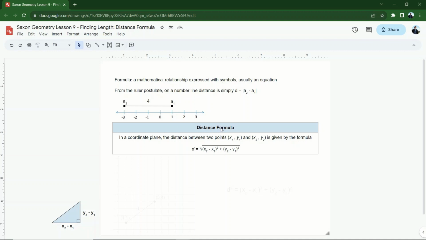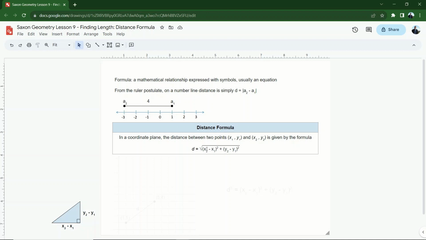The distance between 2 points, x1, y1, and x2, y2, is given by the formula. And this is the distance formula you need to remember. D equals the square root of (x2 minus x1) squared plus (y2 minus y1) squared.